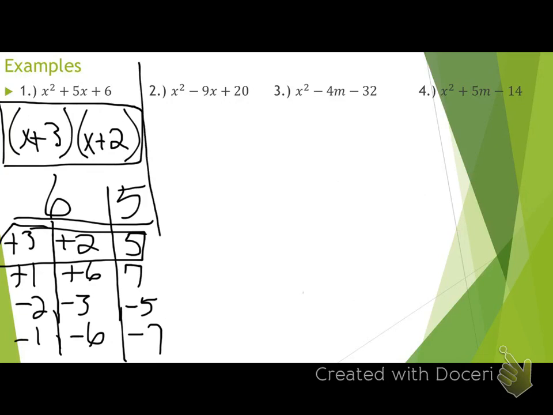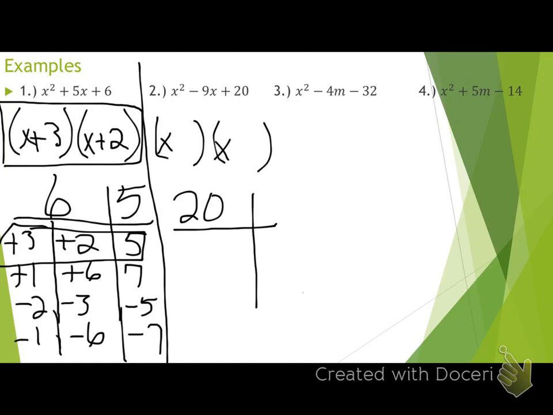Number 2. Set up my two sets of parentheses. What's my variable? X. Fill in my x's. Step 2, fill out my T-chart. What's my C value? Positive 20. What's my B value? Negative 9.